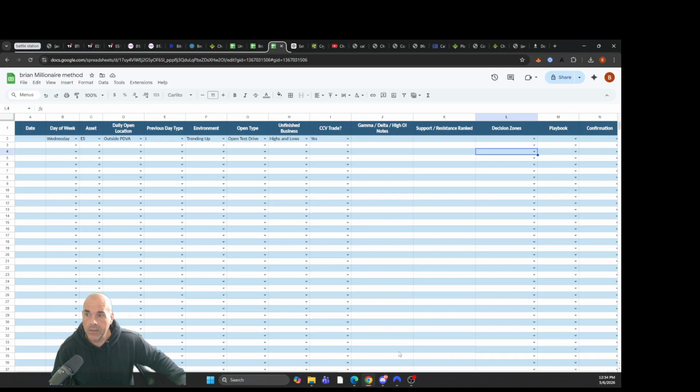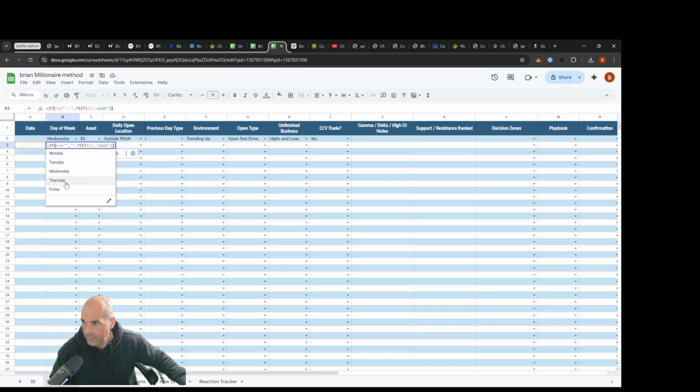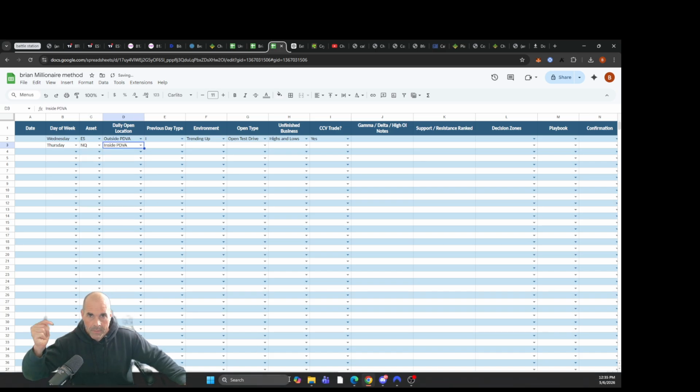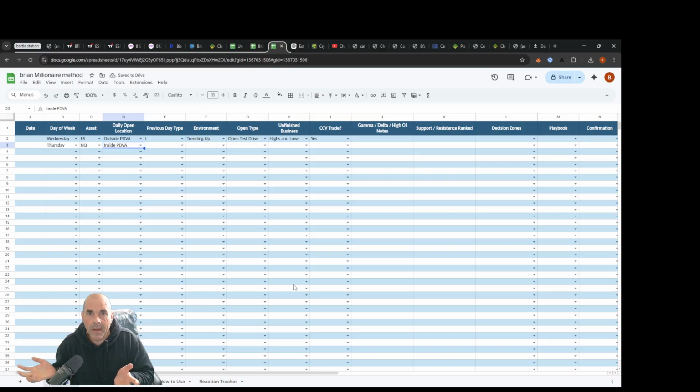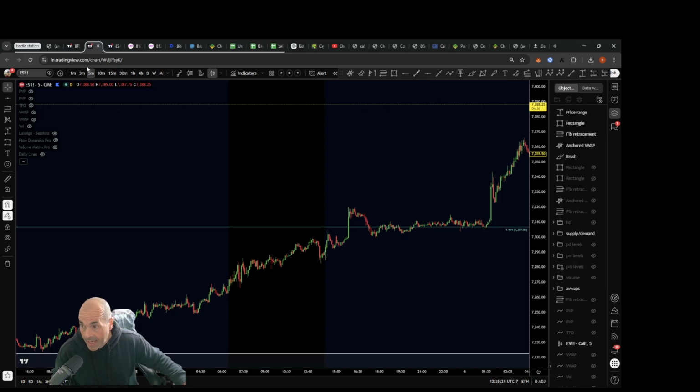And basically what this is doing is giving you a framework of your day, right? Say we open Thursday. The asset I'm looking for is the NQ. The open is inside previous day value. Immediately, I know that we're in a state of balance. I'm looking for range plays, or if I get accepted outside of balance, I'm looking for a continuation. My previous day type, my profiles, are either B's, D's, I's, or P's. I'll give you an example of this.